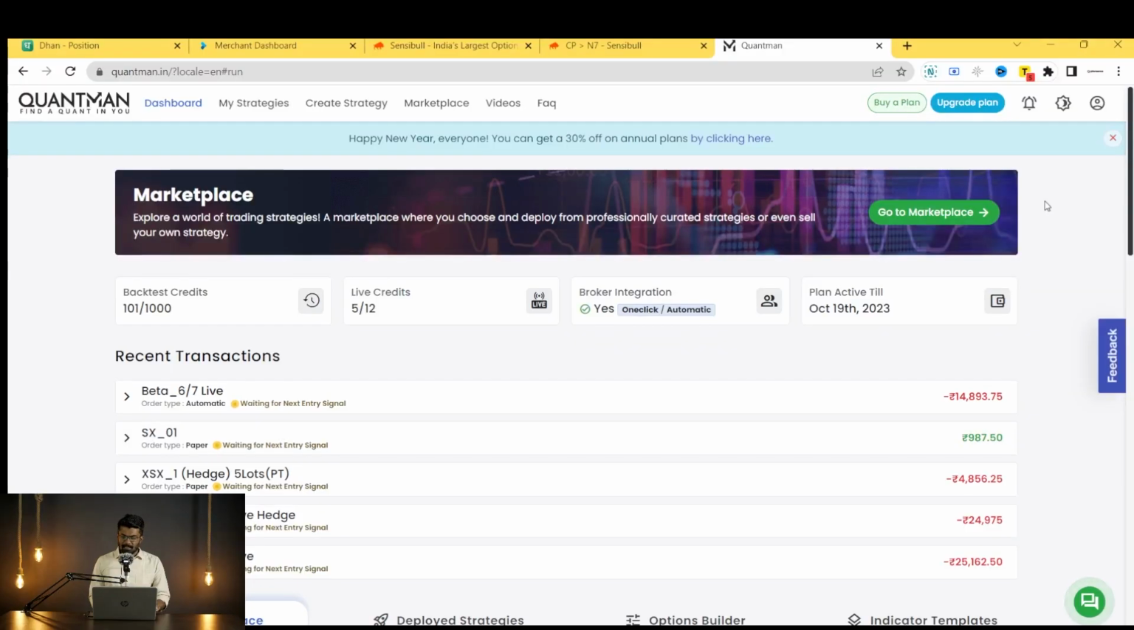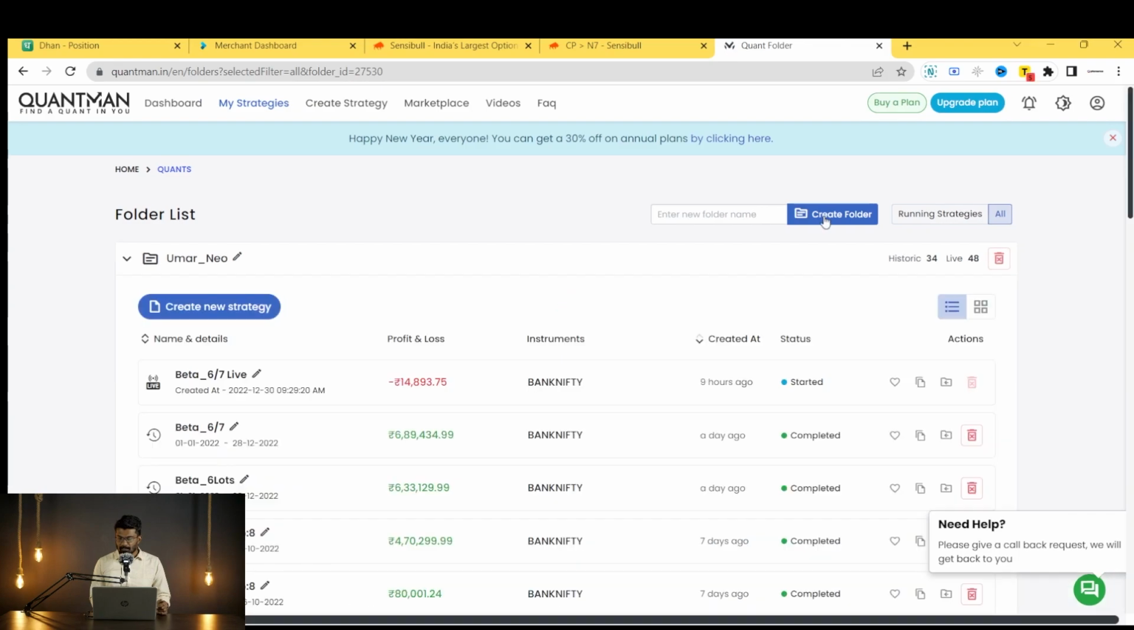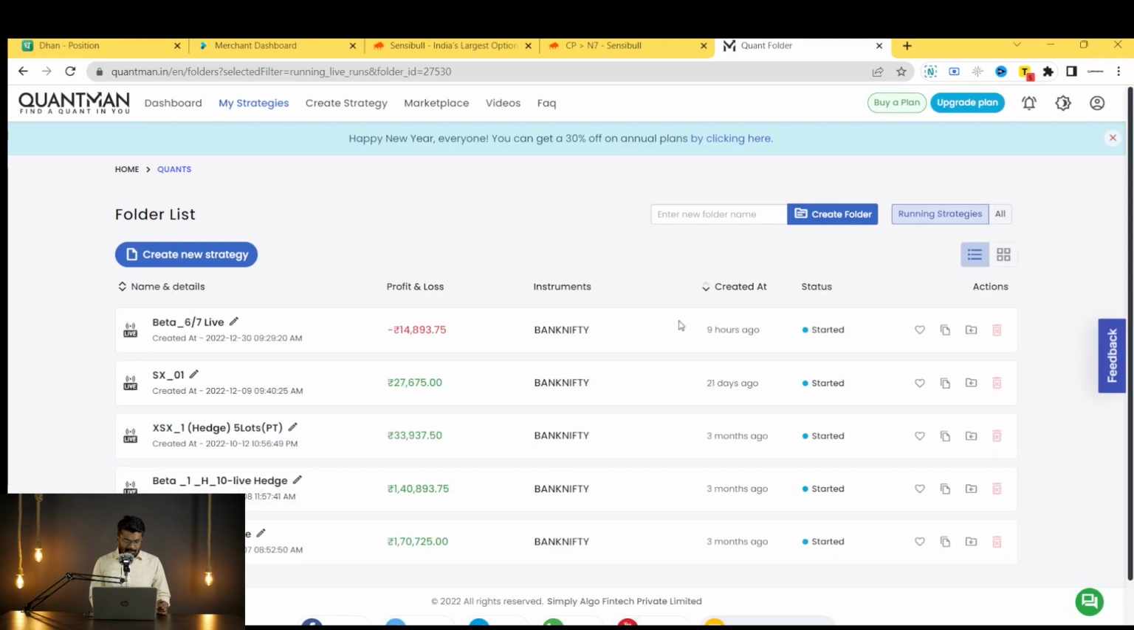Now I'll share with you a very good algo. We are testing many algo strategies, and these are some of the algo strategies we have been running. This is beta 6/7 live, then beta 1 H10 live, this live H. All these are algo strategies, and they are all backtested for at least 2 or 3 or 4 months. Now I'll show you the running strategies.